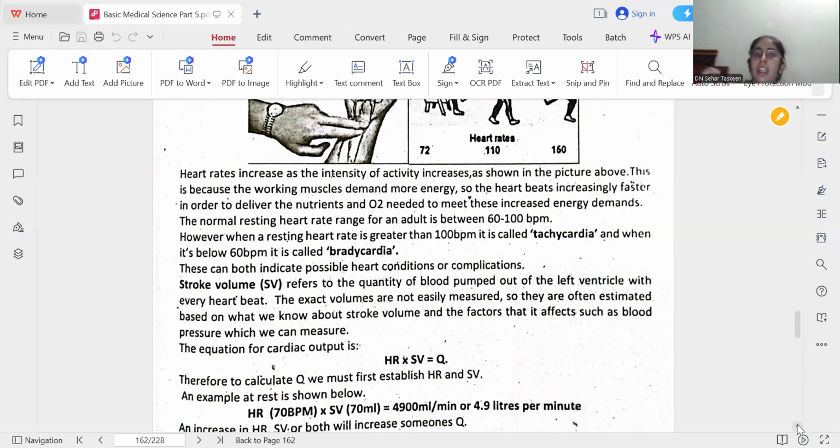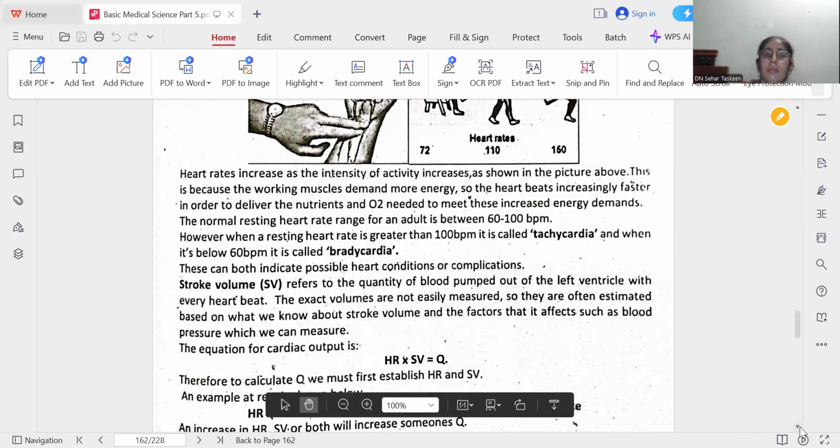Stroke volume (SV) refers to the quantity of blood pumped out of the left ventricle with every heartbeat. The exact volumes are not easily measured, so they are often estimated based on what we know about stroke volume and the factors that it affects, such as blood pressure, which we can measure.